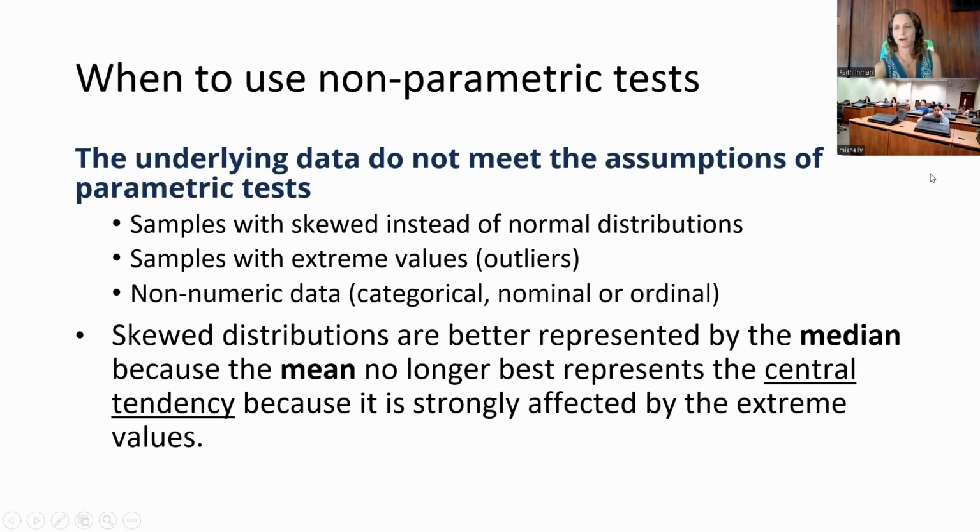Okay, when to use the non-parametric tests? Again, use these tests when your data do not meet the assumptions of the parametric tests. For example, when you have samples with extremely skewed data instead of normal distributions, when you have samples with extreme outliers, or non-numerical data like categorical, nominal, or ordinal data. Well, categorical is a type of data, and then the two subcategories are nominal and ordinal.